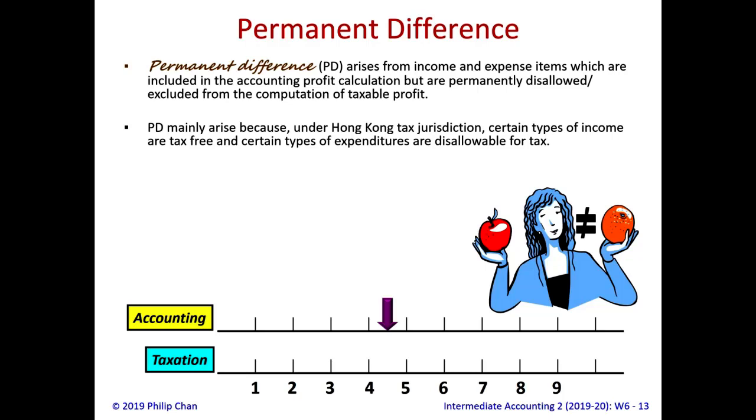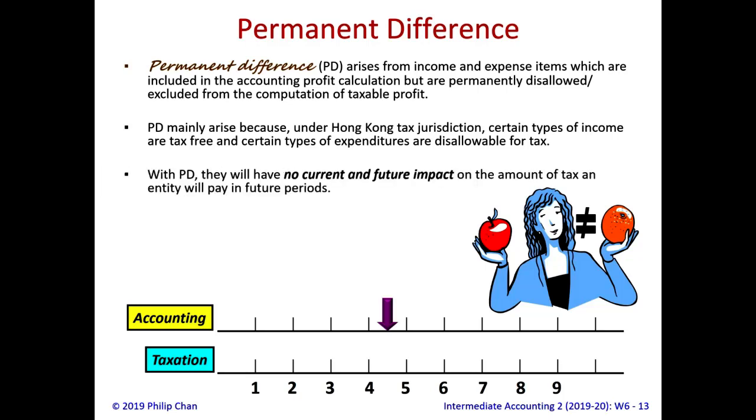Now, because this is not in fact a Hong Kong tax framework course, I do not expect you to know all the items that would be income tax-free or expenses that are disallowed. Instead, I will give you a couple of examples here that you may need to know. Or in fact the question would clearly state that they are tax-free or disallowed for tax. Now notice that, with permanent differences, they would have no future or current impact on the amount of tax an entity would pay in future periods.